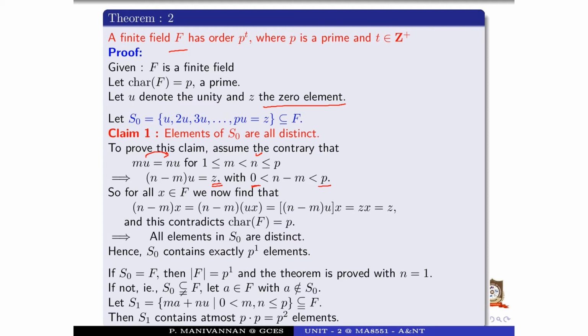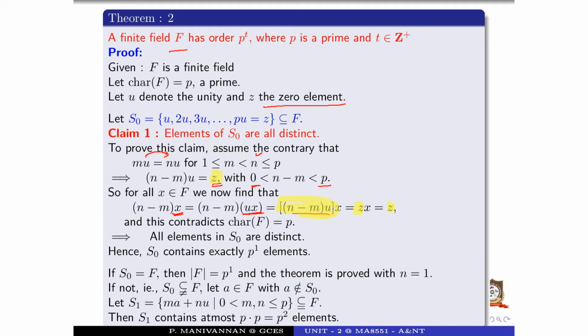(n − m)x is replaced by (n − m)ux. By the associative law, we interchange the bracket: (n − m) into u. What is the value of (n − m) into u? (n − m) into u is 0. So it will be 0. (n − m)u will be 0. 0 into x is 0.